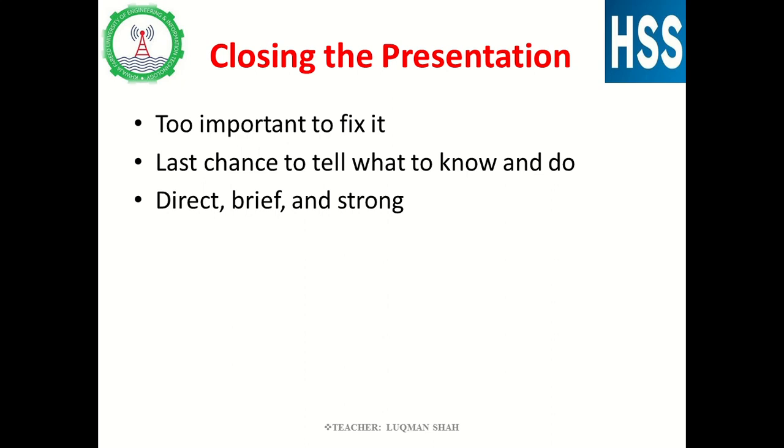Be direct, brief and strong in ending, rephrasing your aim or objectives or the main topic of your presentation, and then recapitulate. It is a sort of recapitulating, telling again in very short what you covered from the start to the end, and the nutshell ending. It should be encapsulating and summarizing, in the fewest possible words.